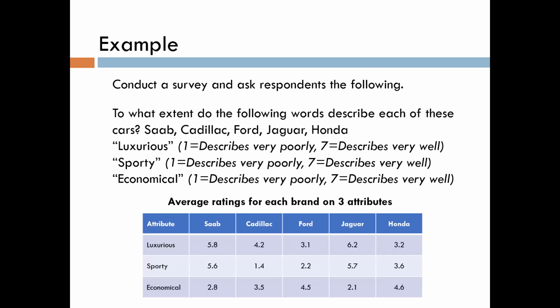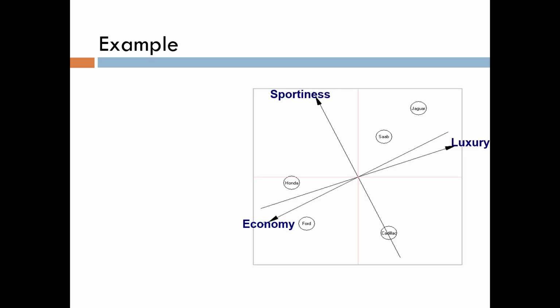Based on the responses from a sample of consumers, you can calculate the average rating for each car on each attribute, and that yields this table. Based on the table, you can come up with a perceptual map showing how consumers perceive cars relative to each other. Let's hold off for the moment on the question of how you draw the map, and let's see what we can learn from the map.